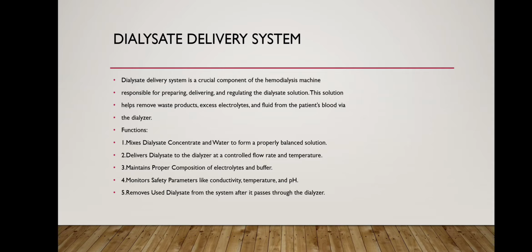Next, we deliver the dialysate to the dialyzer at a controlled flow rate and temperature. Maintain the proper composition of electrolytes and buffer. Then monitor safety parameters like conductivity, temperature, and pH. The last one is to remove used dialysate from the system after it passes through the dialyzer.